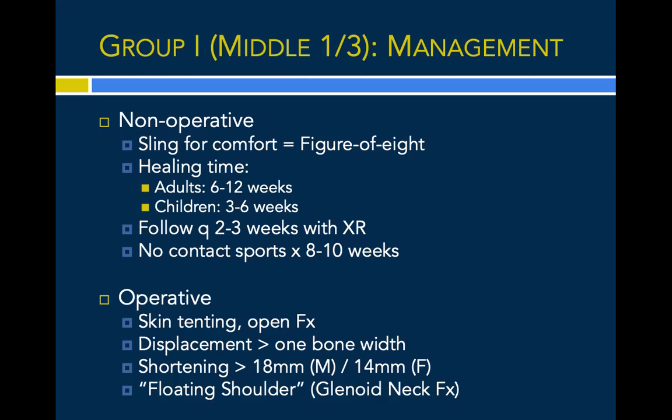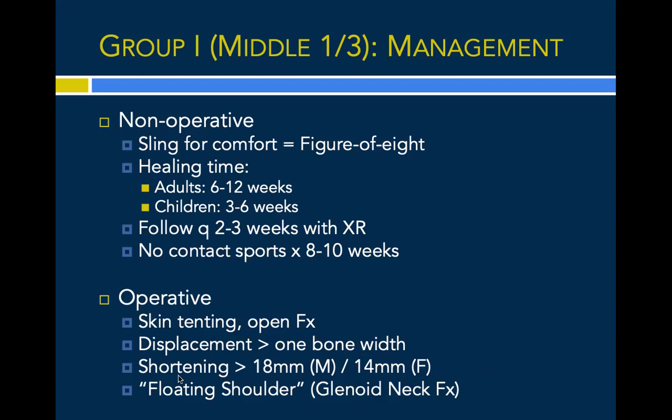There are some indications for operative management. Those are skin tenting or any open fractures. In adults, displacement greater than 1 bone width, we are now moving back towards the trend of plating these. Any significant amount of shortening, so I use 2 centimeters as a quick and dirty cutoff, but the textbook answer is 18 millimeters for males and 14 millimeters for females.